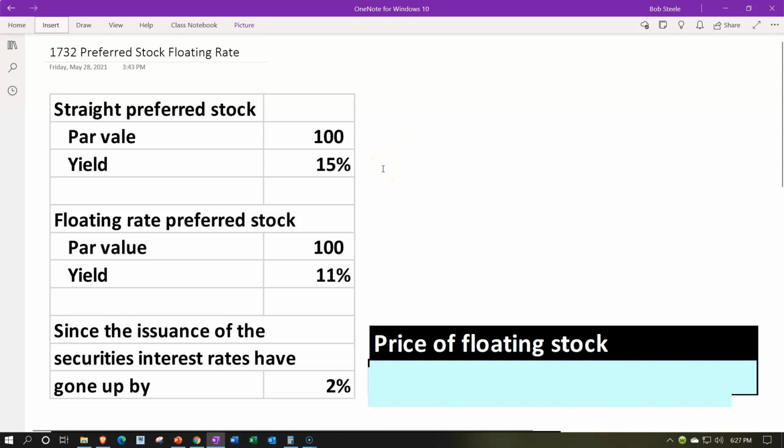And then we have the floating rate preferred stock with a par value of 100 and a yield of 11%. Now the benefit of the floating preferred stock, if we're on the investor side of things, is we're thinking, well, what happens if the rate goes up in the future? It would be nice if the return on our preferred stock investment would go up as well. And that would be the floating type of rate. So it's going to be tied to something that will allow it to fluctuate up and down.